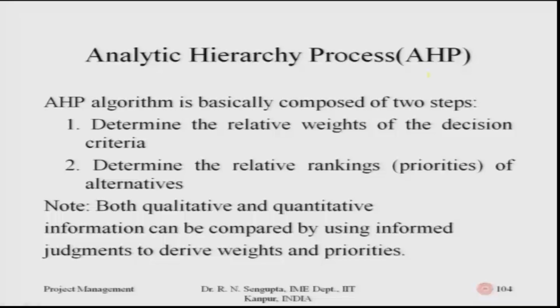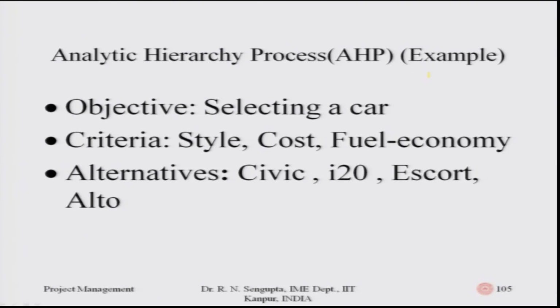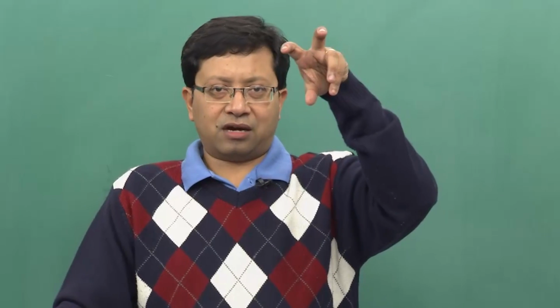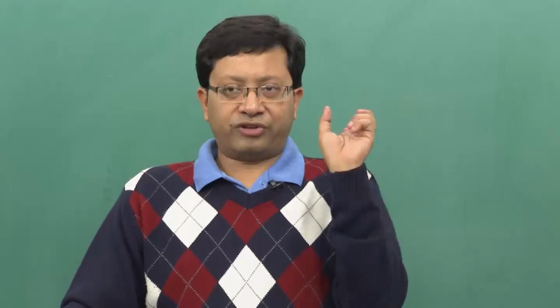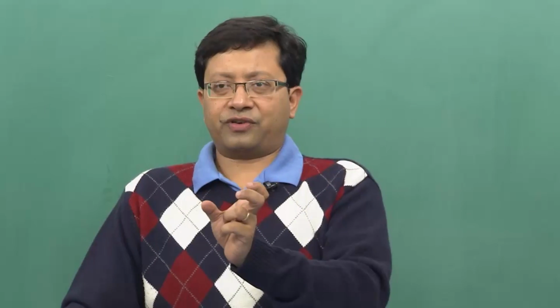Note that both qualitative and quantitative information can be compared by using informed judgment to derive the weights and make the decision accordingly. So, now the second problem which I just mentioned: the objective is to select a car, and the criteria are style, cost, fuel efficiency. If you consider these three criteria, style, cost, fuel economy, they are one hierarchy. So, your actual decision is to buy the car, and what type of car you buy depends on these three characteristics: style, cost, fuel economy.